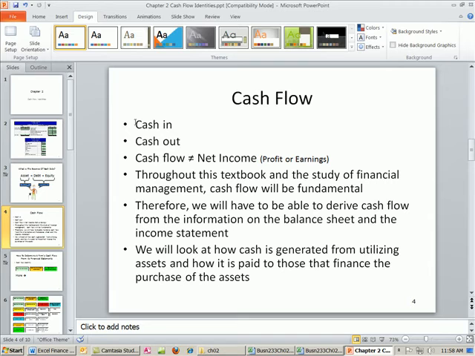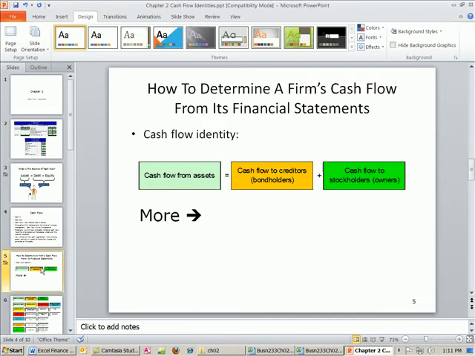Cash flow. Cash in, cash out. That's what finance people look at. Cash flow does not equal net income. Forget it. Profit and earnings, all sorts of accrued things in there that don't equal cash flow. Therefore, as I mentioned, we're going to have to be able to derive cash flows from information on the balance sheet and income statement. All right, let's go look at our cash flow identities.